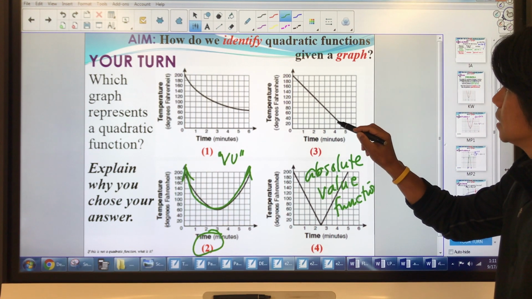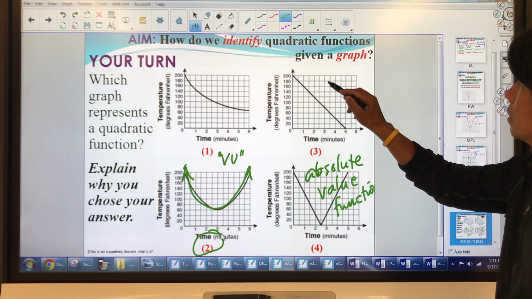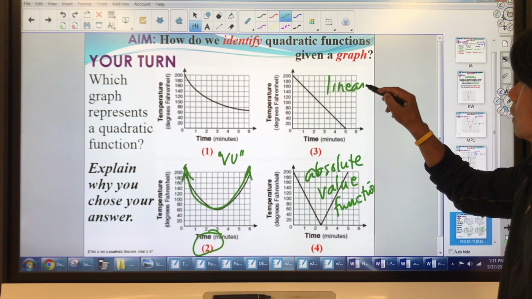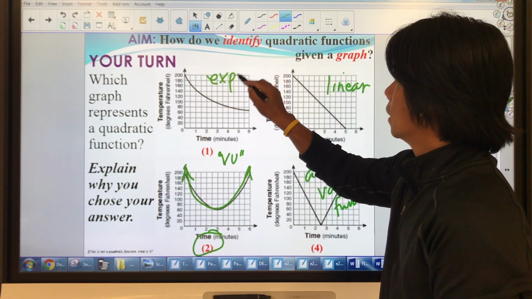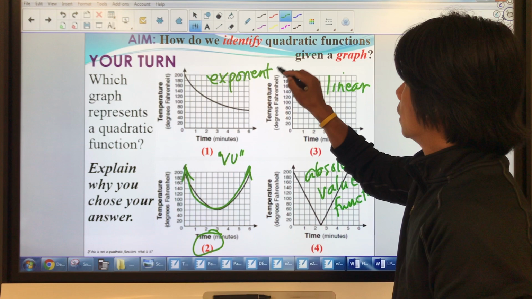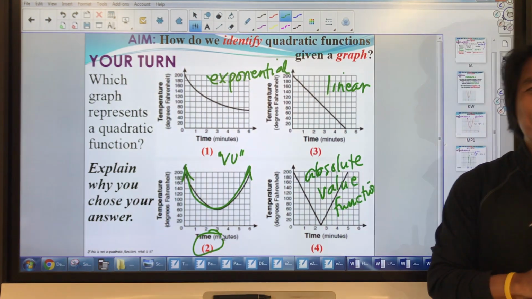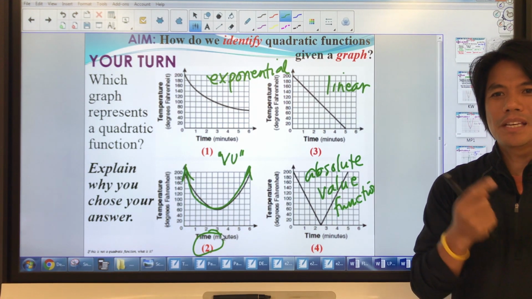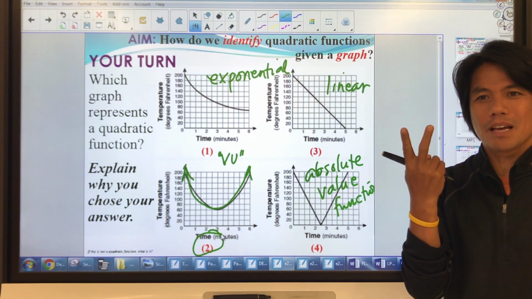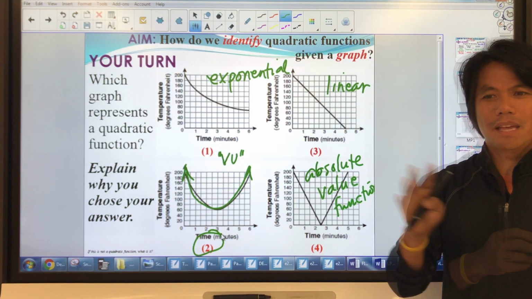How about this? We learned this from the intro. This is linear, and this is exponential. Clear? Easy, right? Straightforward. If you see a U shape, a parabola that opens up or down, then it's a graph of a quadratic function.